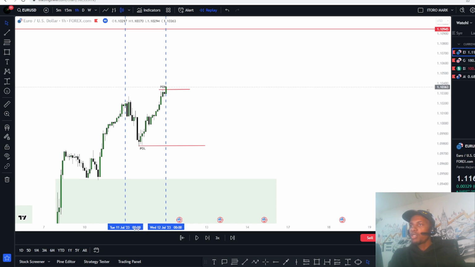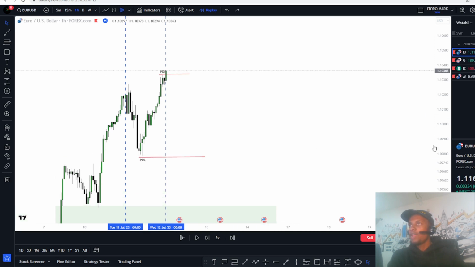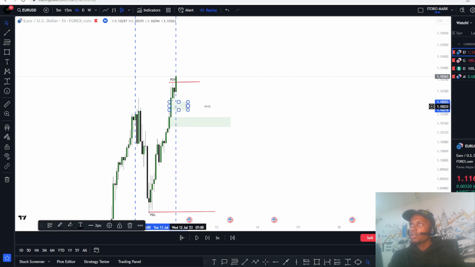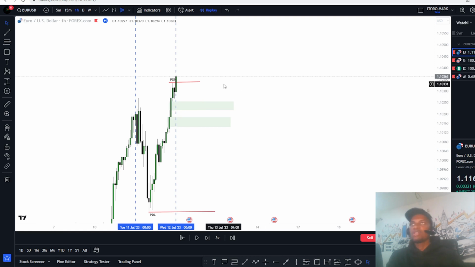So you want to always annotate that on your charts to know previous day highs and previous day lows for possible areas of liquidity, right? I also get to mark out areas of fair value gap, areas of imbalance in price action, right? So here I mark this out, that's a fair value gap there, and then mark this out also. That's another fair value gap there. So I'm just going to wait to see which one of them price is going to use, right?